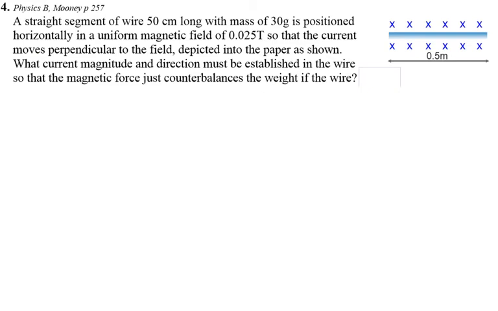For the next question, we have a straight segment of wire 50 centimeters long. I'm going to underline everything that is given, since I don't have much space to write, which I could do in the classroom. So the segment of wire is 50 centimeters long with a mass of 30 grams, that's 0.03 kilogram, positioned horizontally in a uniform magnetic field of 0.025 Tesla, so that the current moves perpendicular to the field, directed into the paper as shown. So we have the wire and the magnetic field into the paper. What current, magnitude and direction, will be established in the wire so that the magnetic field just counterbalances the weight of the wire?